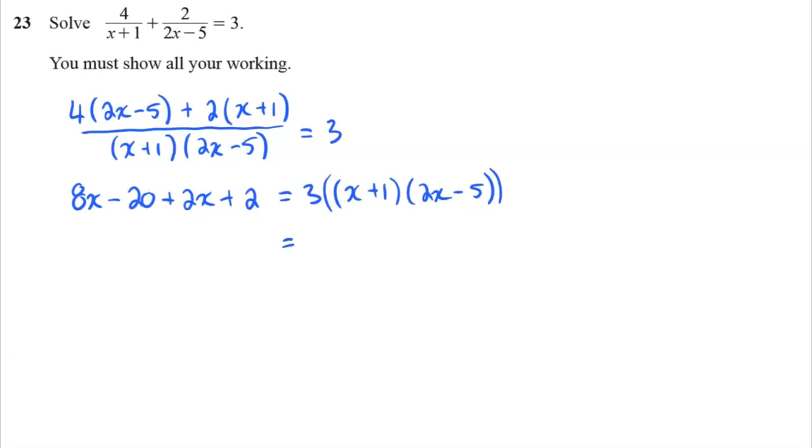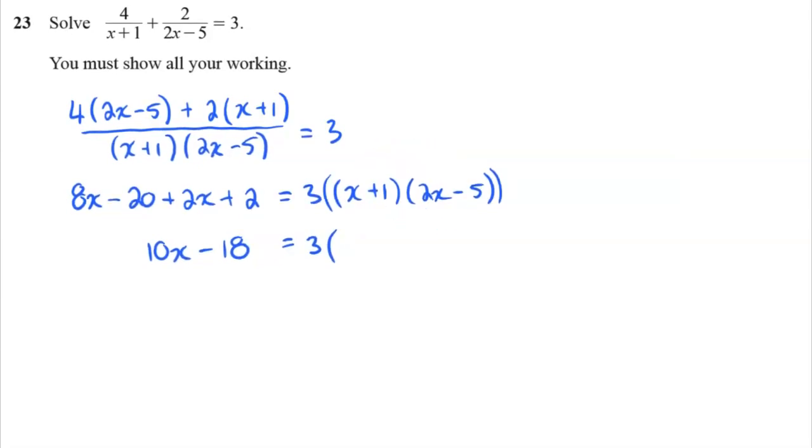On the left-hand side, let's simplify this. We get 8x plus 2x, 10x, and 2 minus 20, well, that's negative 18. On the right-hand side, we have a right versus left at the moment. Let's expand this. So we're going to do, of course, the double expansion.